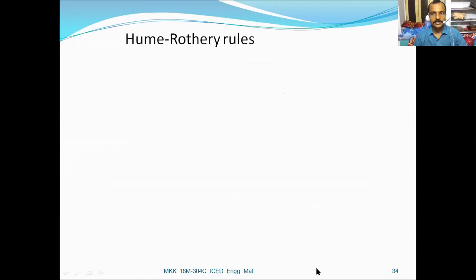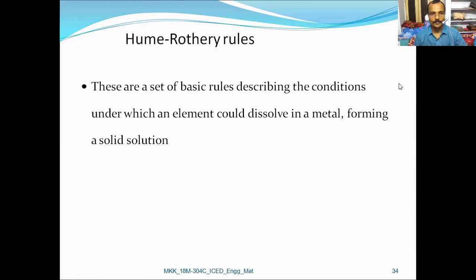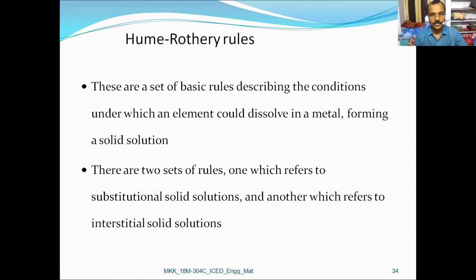So let us look over the Hume-Rothery rules. There is a set of basic rules which describe the conditions under which an element could dissolve in a metal, forming a solid solution. So, Hume-Rothery rules are the rules which describe the conditions of an element dissolving in the other. There are two sets of rules, considering substitutional solid solutions and interstitial solid solutions.